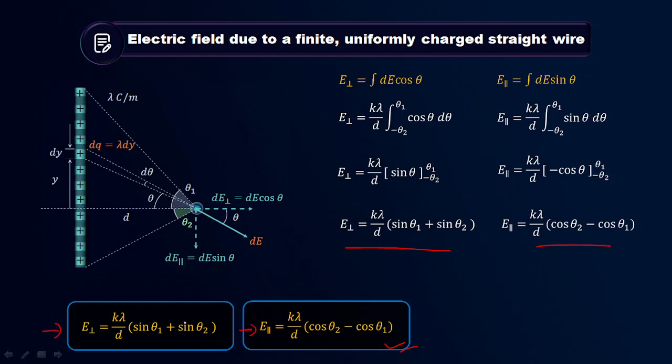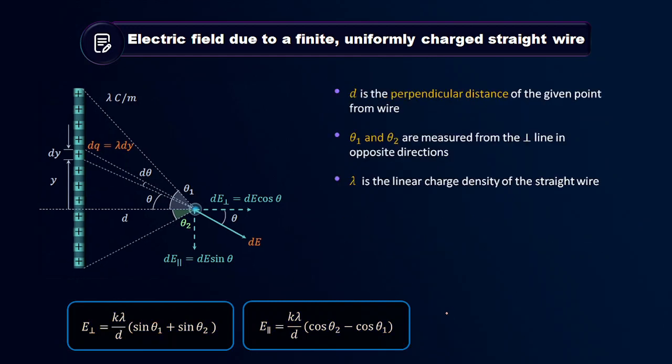Just remember sine theta 1 plus sine theta 2, and sine theta is the component which is perpendicular normally. So we can relate that k lambda by d is the electric field when we talk about the perpendicular component. Whenever we have any vector, if we want the perpendicular component, that is sine theta, and if we want along the vector or parallel, that is cos theta. Like this we can relate, right? Hope it is clear to everyone.